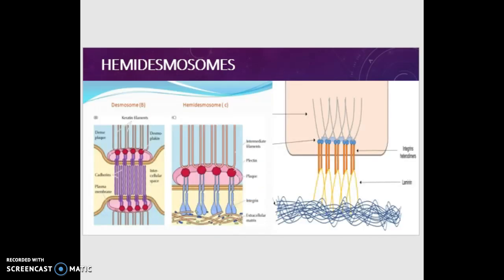Hemidesmosomes also use intermediate filaments to become bound to the basal lamina. With the use of integrins, the cytoskeleton intermediate filaments can adhere and interact with the collagen of the ECM. These are usually found in epithelial cells, skin cells, and peritoneals.